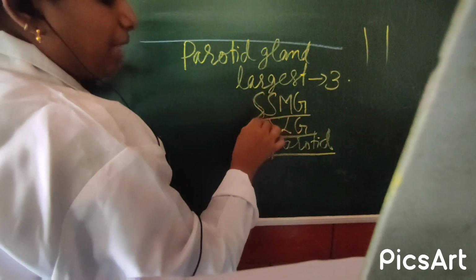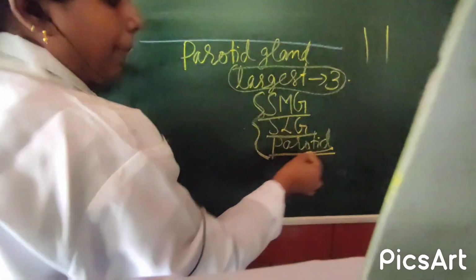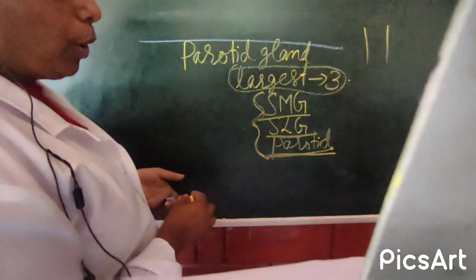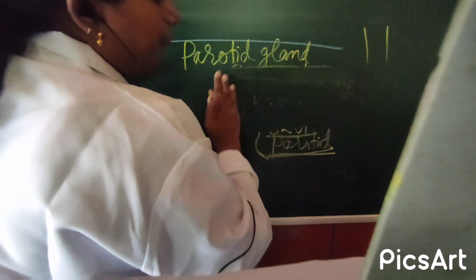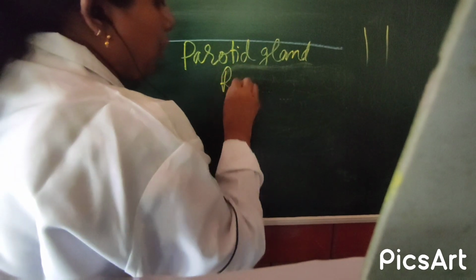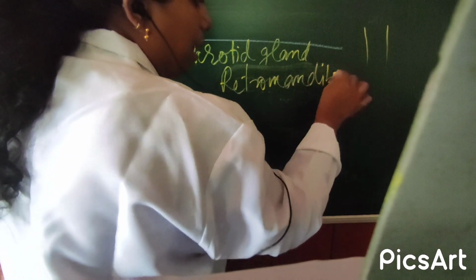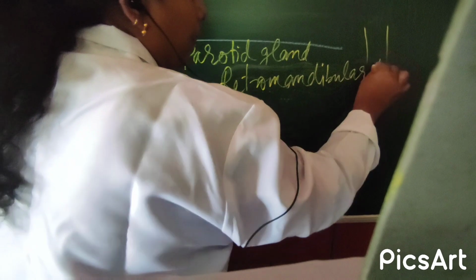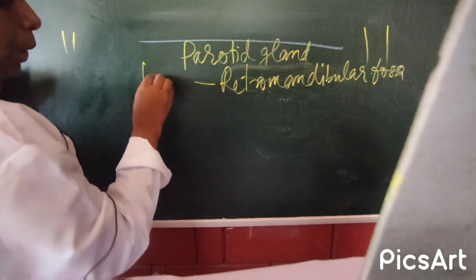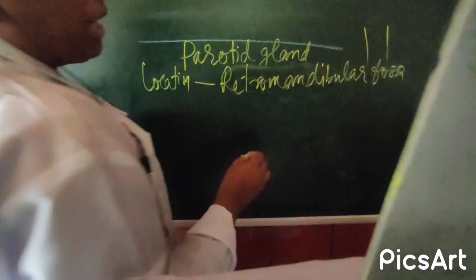Out of these three salivary glands, the largest one is the third one, that is the parotid gland. The parotid gland is the largest salivary gland in your body. It is located within the retromandibular fossa. This is the location of the parotid gland.